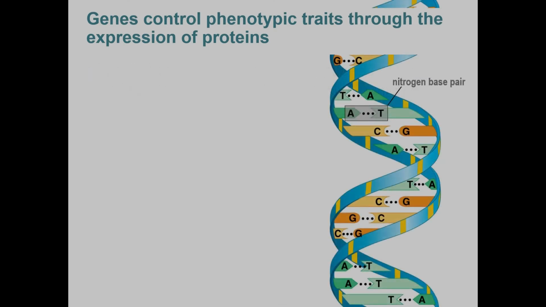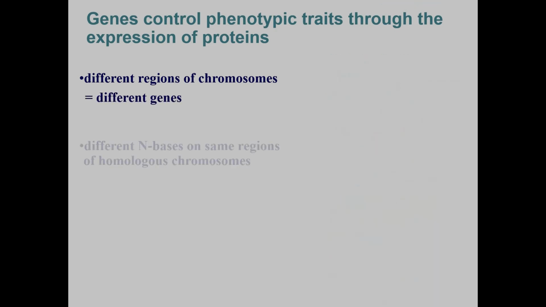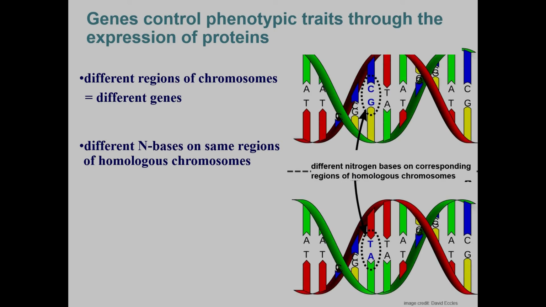Different regions of chromosomes have different genes. And genes are sequences of DNA that encode a protein or a function. Different nitrogenous bases on the same region of homologous chromosomes can lead to different alleles. So for example, on the right here, we have a small difference in this gene. In one version, there's a CG pair, and in the other version, there's a TA pair. This would be an example of different alleles. One of these alleles might encode one color of eyes, like blue, and the other might encode another, like brown.